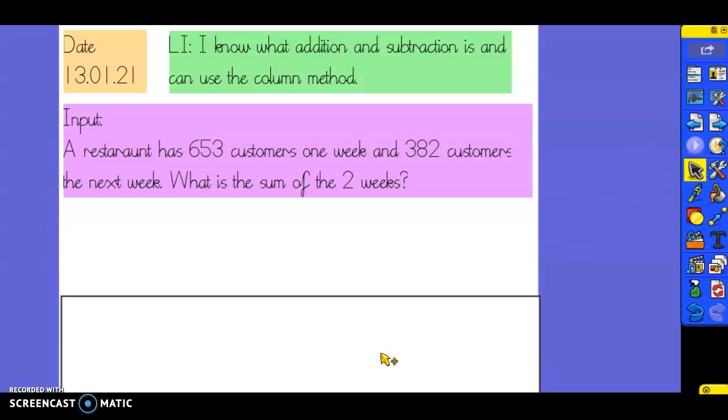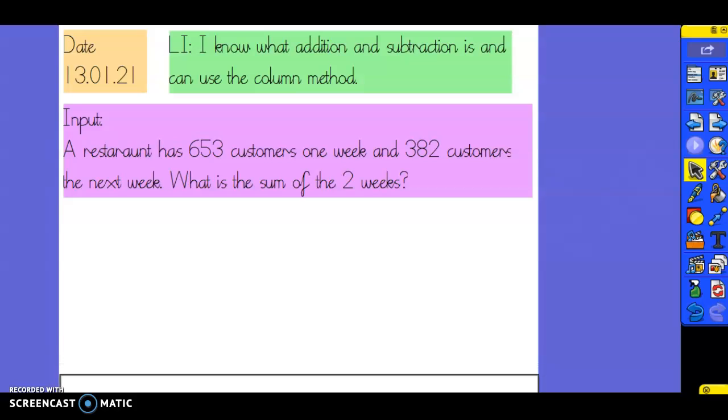So, a restaurant has 653 customers 1 week and 382 customers the next week. What is the sum of these 2 weeks? Now, when you hear that phrase sum, what is the sum? Sum is another word for addition. Adding up your two numbers together. Like so. Sorry, it looks like I've crossed out that number. I still don't know what that number is.